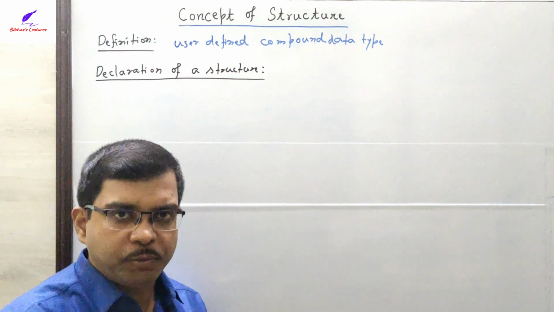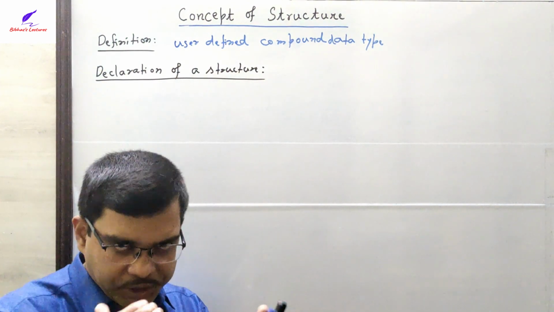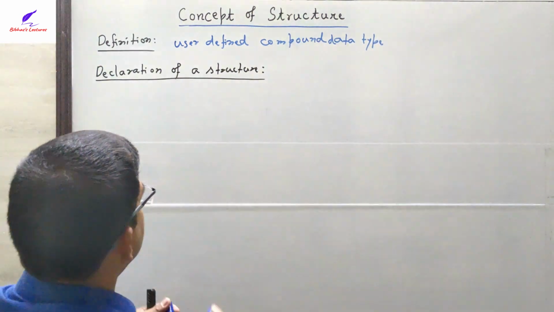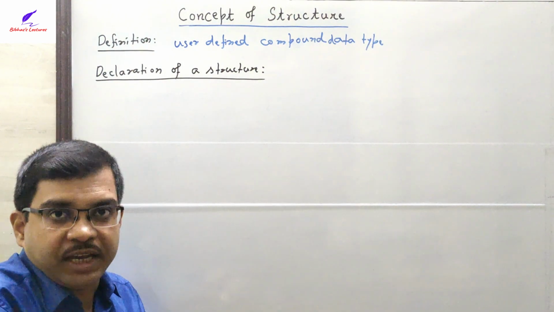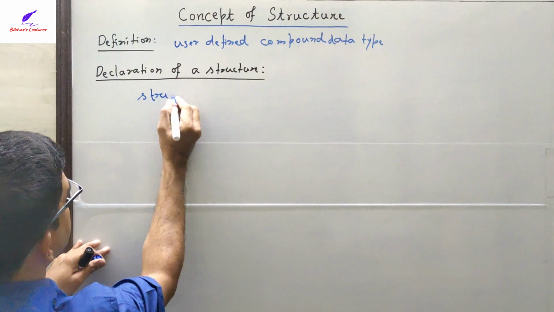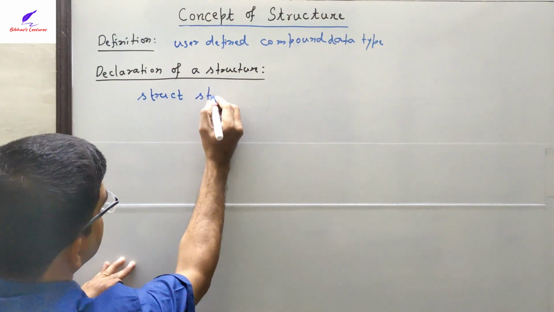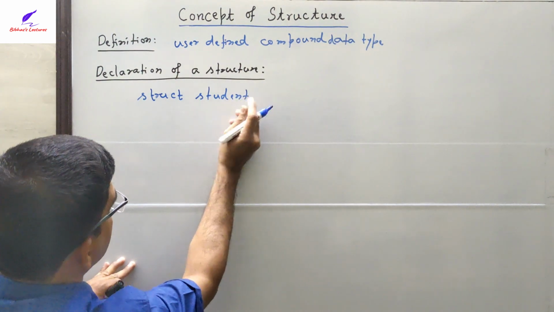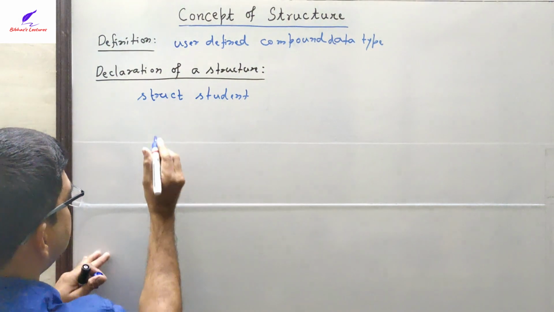Suppose you want to store the records of each and every student of a particular class. If we have to declare a structure, there is a keyword available in C language, and the name of the keyword is struct. So this is the keyword struct, and this is the name of the structure. So struct student. Here struct is the keyword and student is the name of the structure.